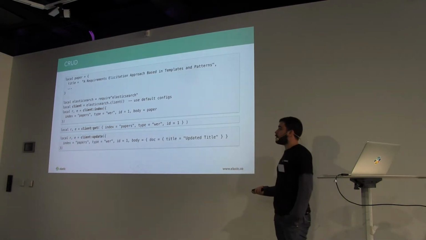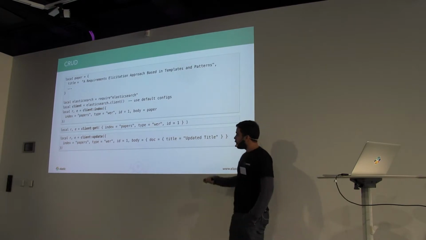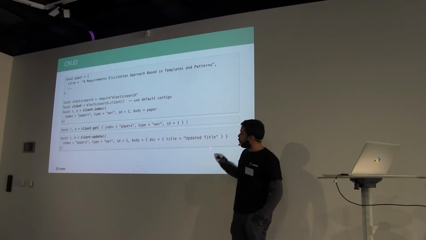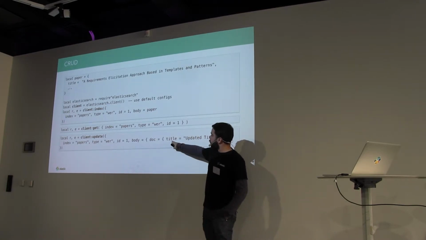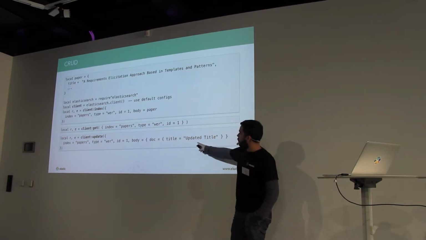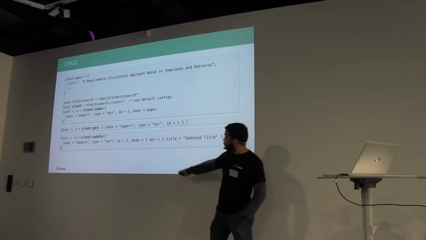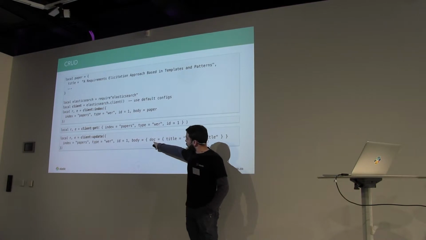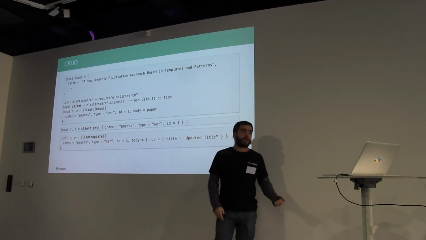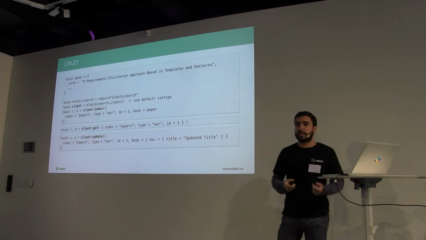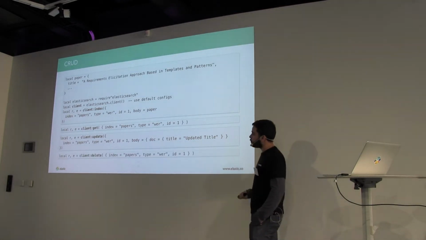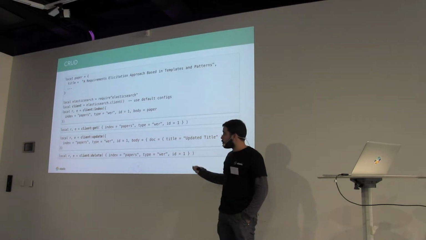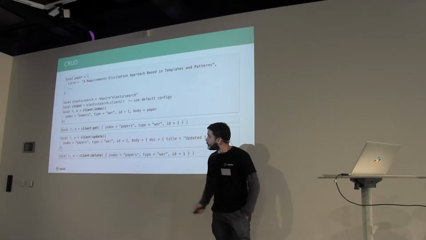If you want to update the document, you just call update. You say the document that you want to update, and then you pass in the body what you want to update. Here I'm updating inside the document the field title and just writing updated title. You need to specify this doc because in Elasticsearch you can, for example, pass a script and do some kind of scripting update using other fields or things like that. And finally, we can delete the document by just calling delete.